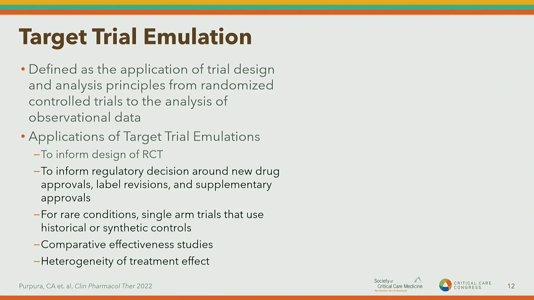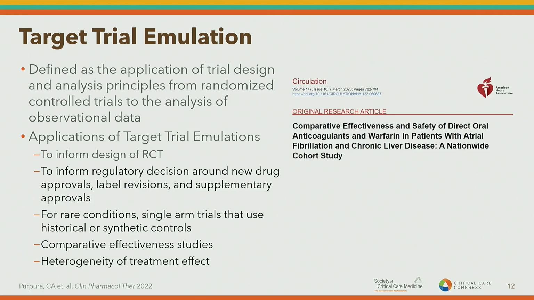But what you'll see more often in critical care is comparative effectiveness studies as well as heterogeneity of treatment effects, where you look at drugs that are being used, compare them, but also actually look to see if there are subgroups of patients who may have more or less benefit or harm. An example of that is a study looking at warfarin versus DOACs in preventing strokes and causing bleeding in patients with atrial fibrillation.